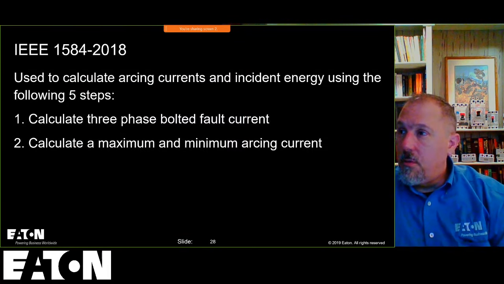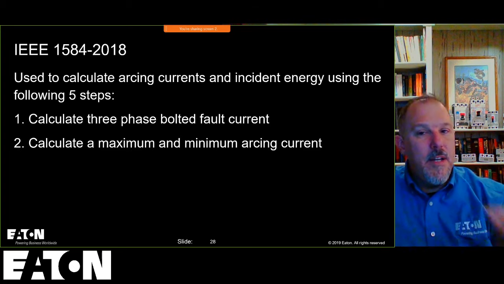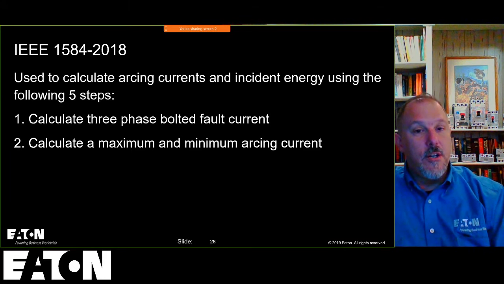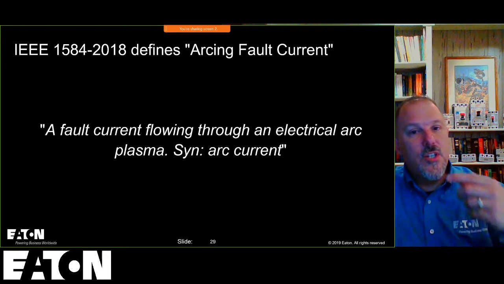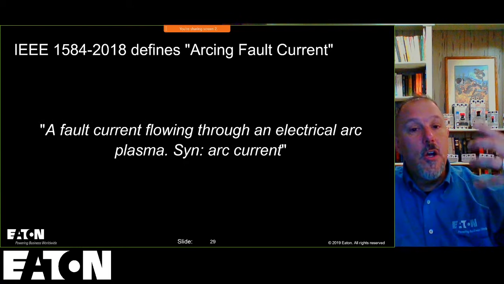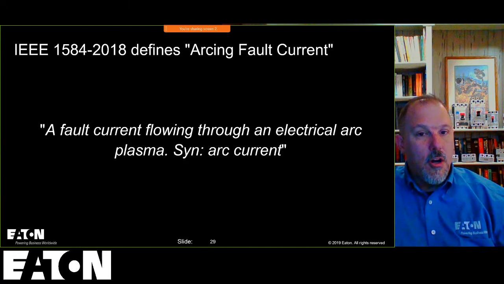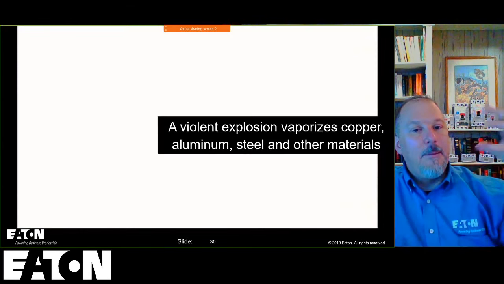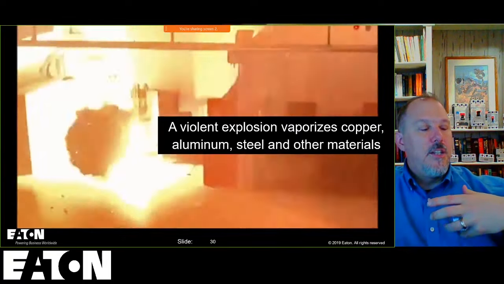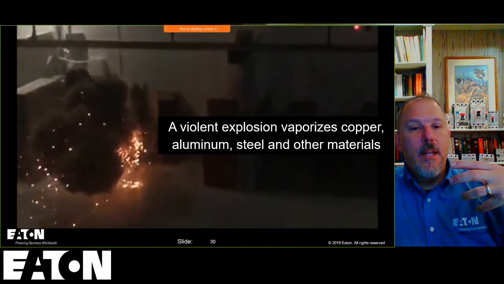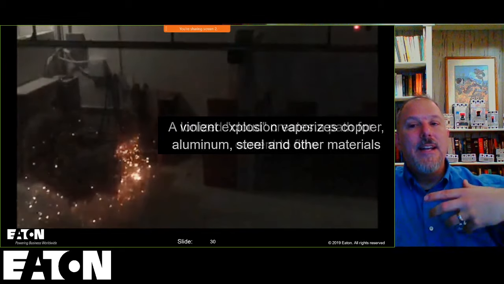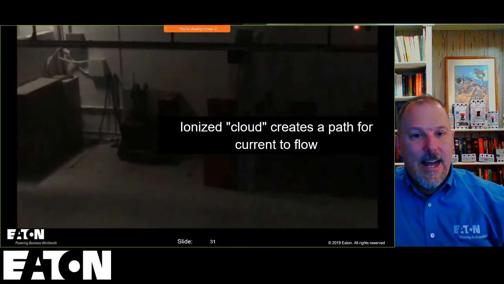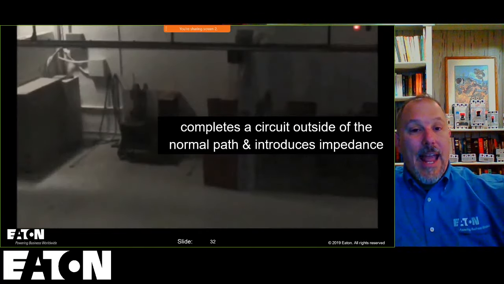So you calculate the three-phase bolted fault, then you calculate a minimum and a maximum value of arcing current. And that arcing current, we saw, is the current that flows through the electrical arc plasma. That's that violent explosion. It creates that plasma. It's the current that's flowing through the air, and that creates an ionized cloud, which creates and adds impedance.